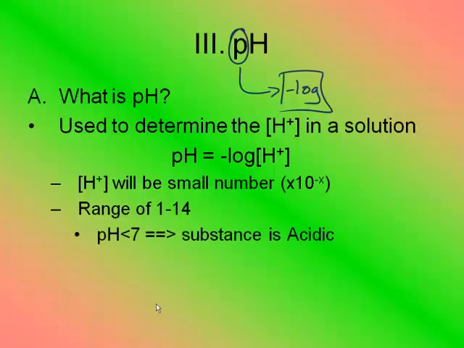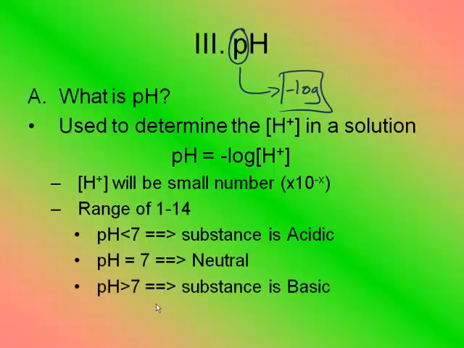Just a reminder, if your pH is less than 7, your substance is going to be acidic. If your pH is equal to 7, your substance is neutral. And if your pH is greater than 7, then your substance is deemed, quote, basic. Now, it doesn't mean it's an acid, and it doesn't mean it's a base. It just means that it has acidic or basic properties.